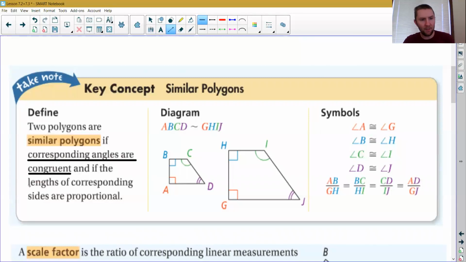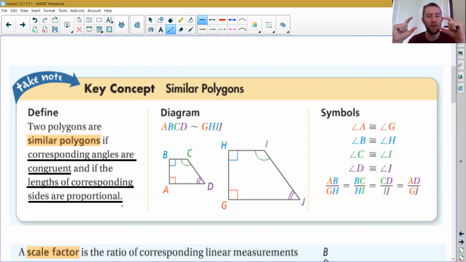And then the lengths of the corresponding sides are what we call proportional, okay? That basically means they make a proportion. They are equal in ratio, okay? So we're going to see a lot of ratios that are equal to each other, a lot of proportions from our similar shapes, okay?